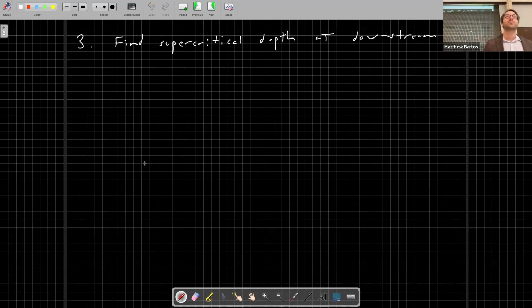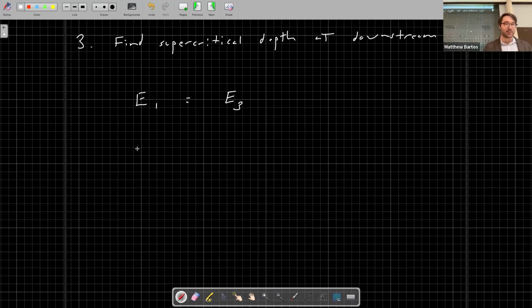Right, so we're assuming no energy losses over this transition. It's a short distance, so the frictional losses will be small, and it's a smooth bump, so we won't get any kind of minor losses associated with the bump. So we have that E1, the specific energy at point 1, is equal to E3, the specific energy at point 3.